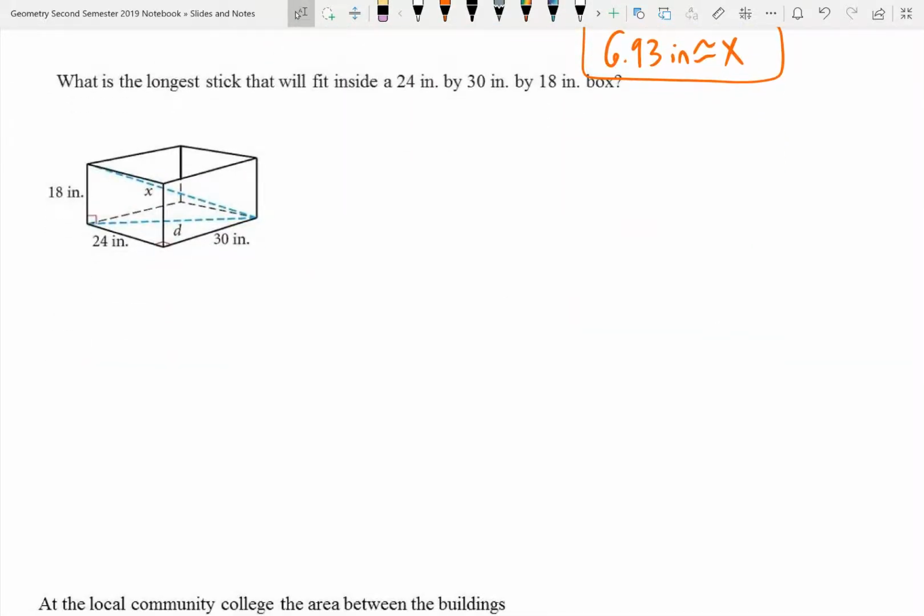Next problem. So in this one, the question is, what is the longest stick that will fit inside a 24-inch by 30-inch by 18-inch box? So again, the first step when doing this is to draw a picture. But in this case, I've drawn the picture for you. And so this time it's not a cube, though.